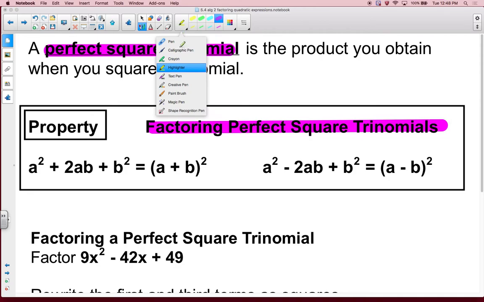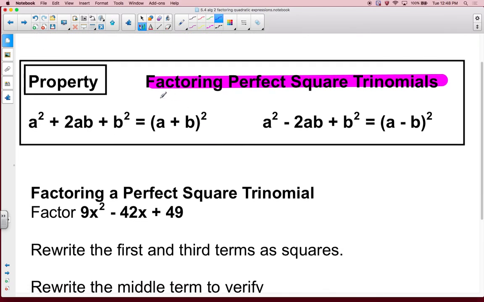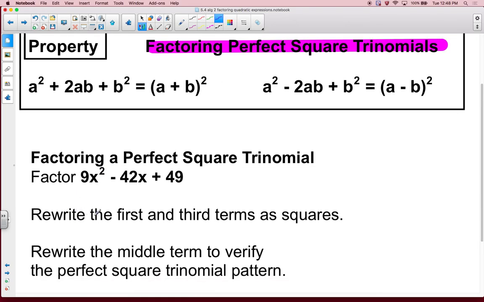So, let's try one where it is a perfect square trinomial. So we're going to use this here. So the first thing we're going to do is rewrite the first and the third terms as squares.